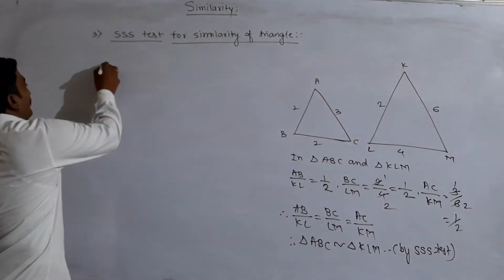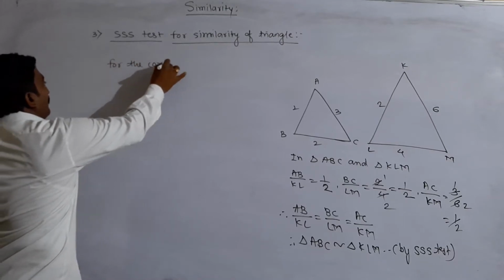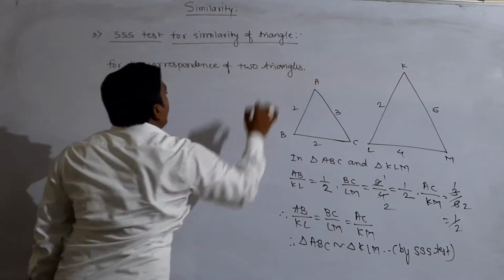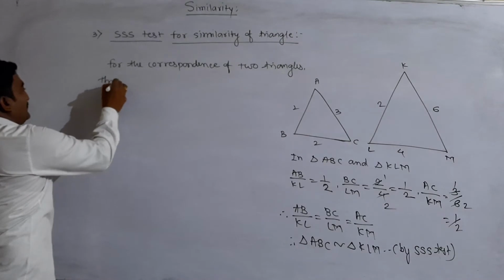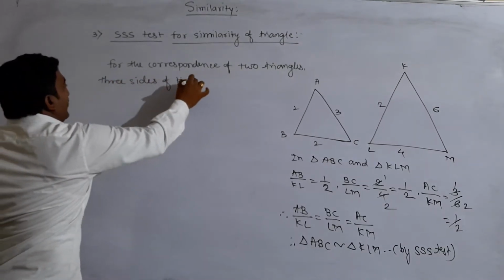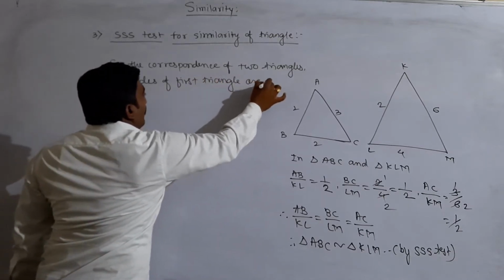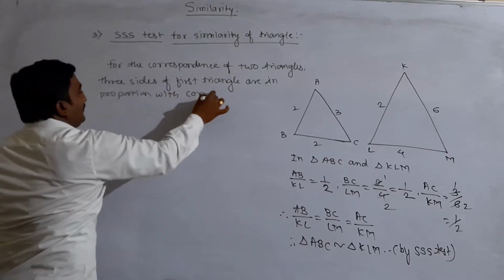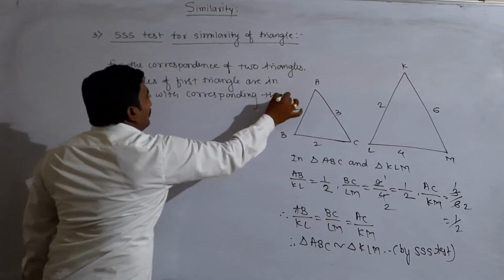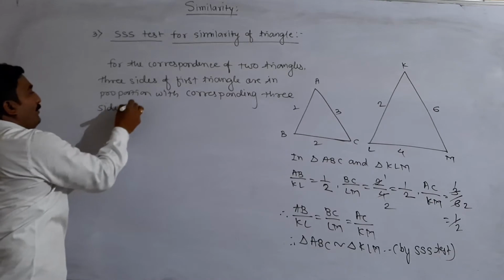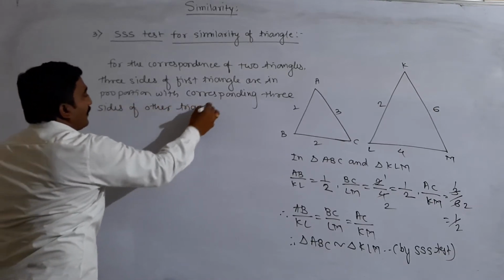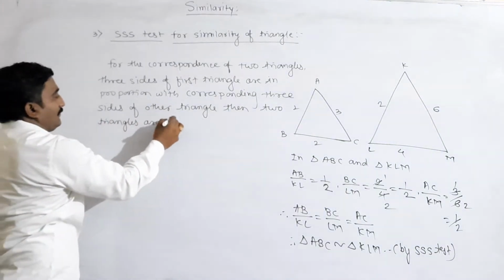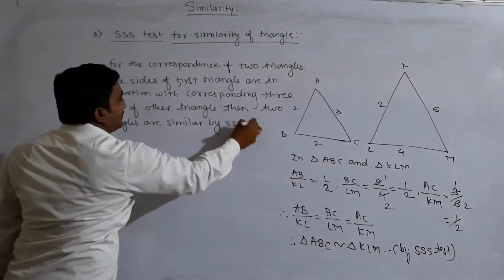So in words we can say that for a correspondence of two triangles, if three sides of the first triangle are in proportion with the corresponding three sides of the other triangle, then the two triangles are similar. By which test? By SSS test.